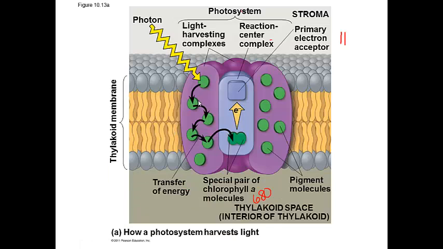So if we take a look at a photosystem, we know that we have a light harvesting complex, and this is where our pigments are found that absorb the photons from the sun. And then we also have the reaction center complex. So this is a cluster of some special chlorophyll A molecules that are directly responsible for the light reaction.